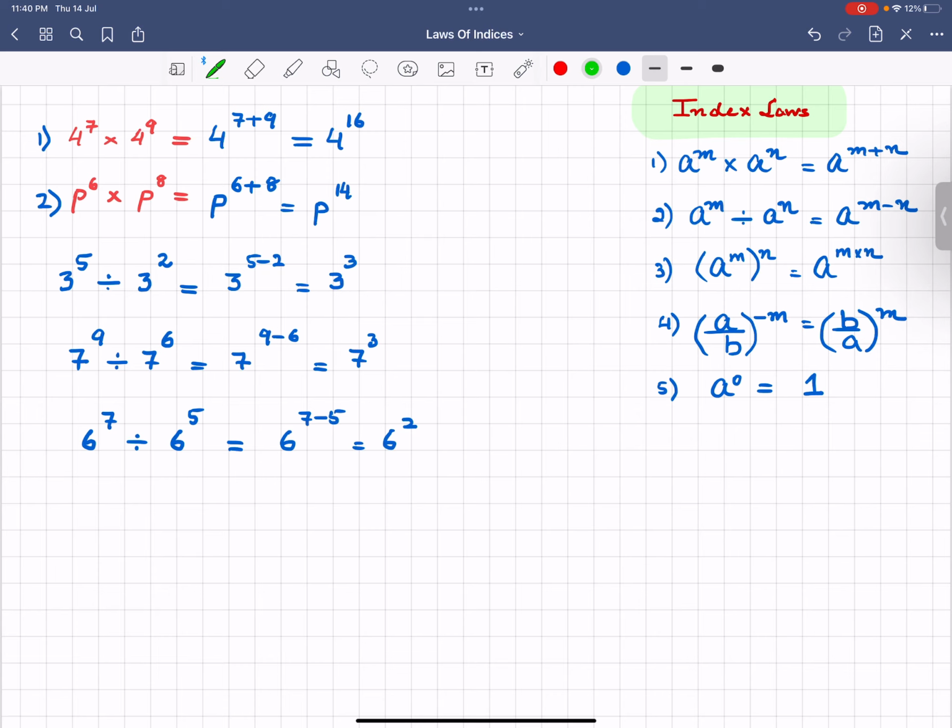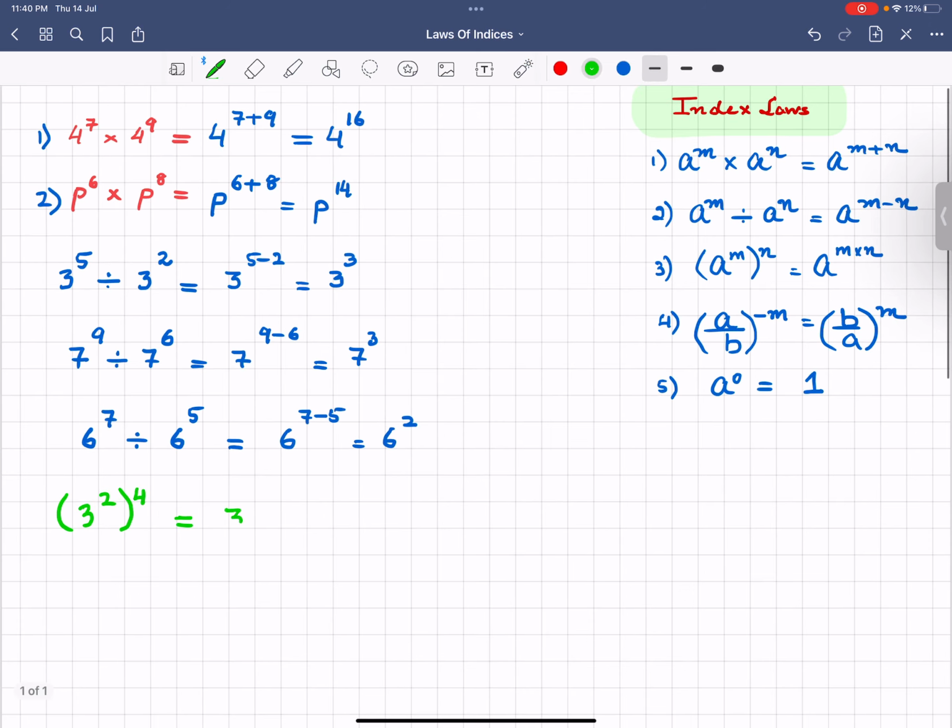So this is related to the third law. We have, for example, 3 to the power of 2 and the whole of it to the power of 4. Now this is also known as the power rule. So we multiply the two powers here. So 2 and 4, we multiply the two powers. So we have here 3 to the power of 2 times 4, which is equal to 3 to the power of 8. Let us look at one more example.